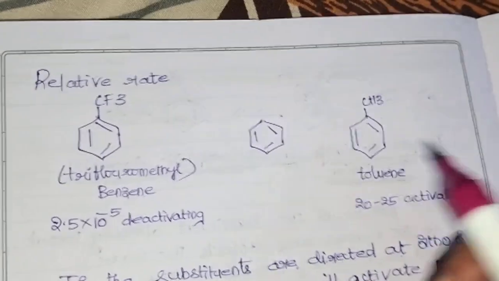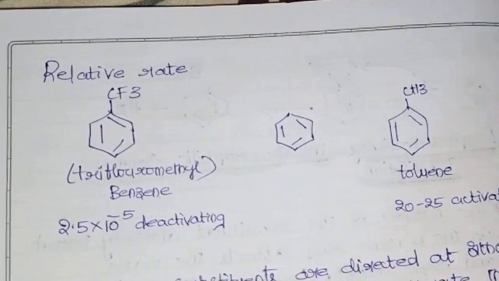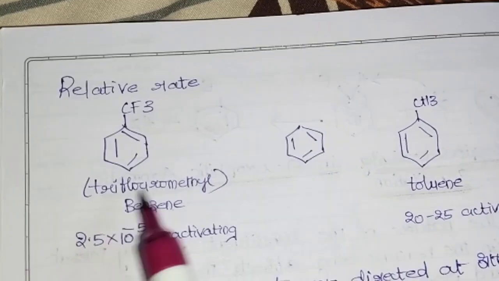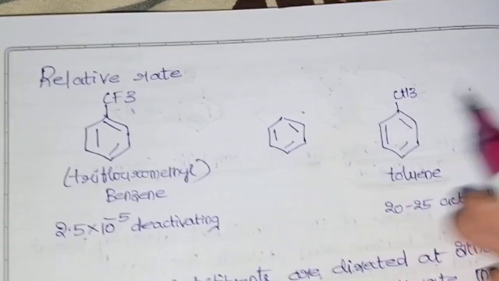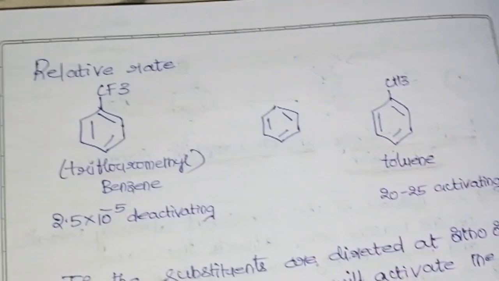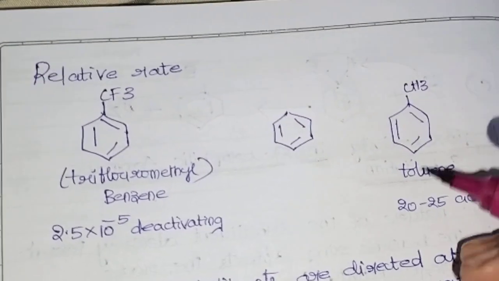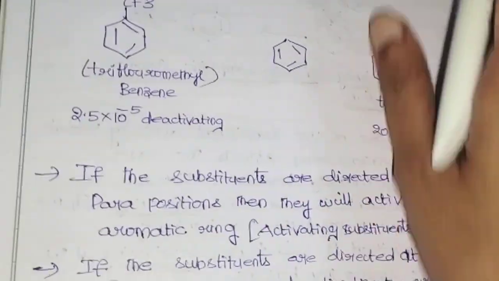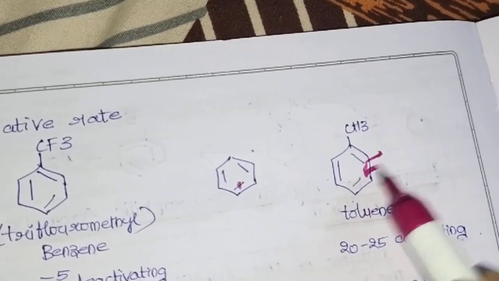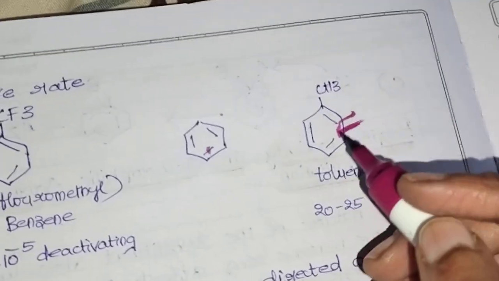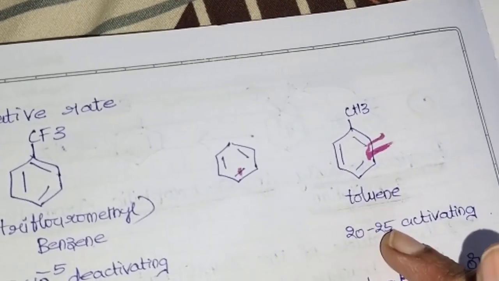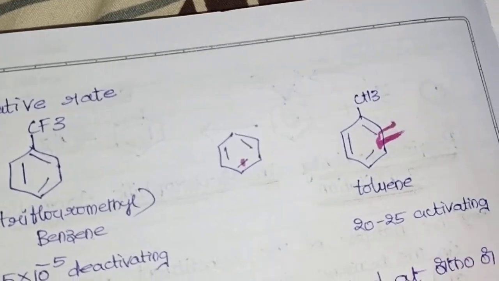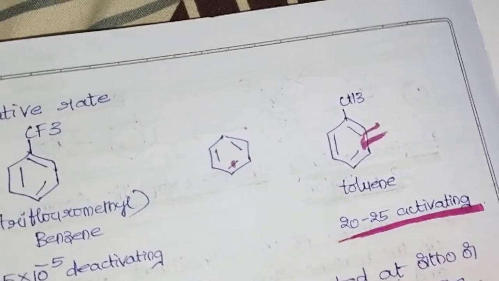Then we'll take one example. For example, we will check the relative rate. This is trifluoromethylbenzene, this is benzene, and this is toluene. If the substituent is attached to benzene, like toluene with the CH3, it makes the benzene 20 to 25 times faster. So it is activating.